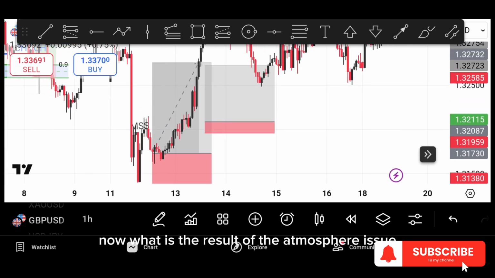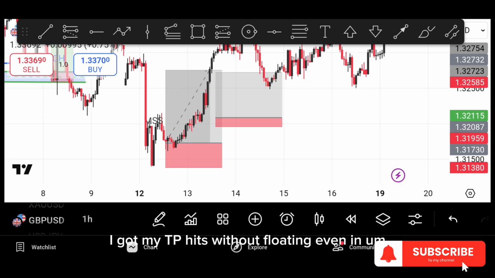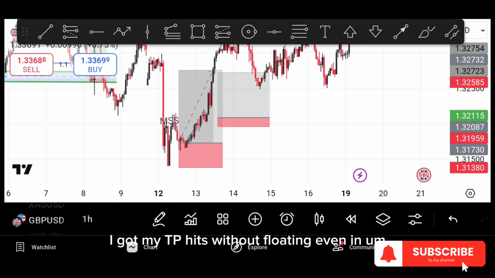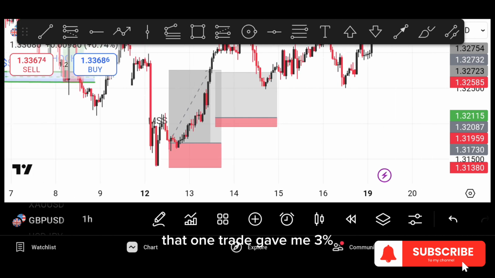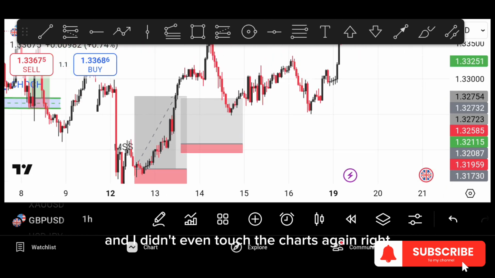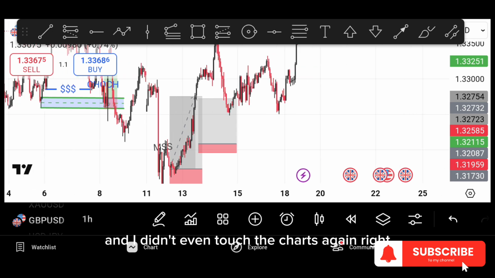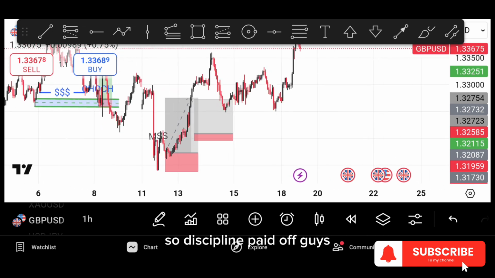Now, what is the result for the Arsenal ratio? I got my TP hit without floating even in much loss, right? So the result for the second day was 3%. That one gave me 3%, and I didn't even touch the chart again, right? So discipline paid off, guys.